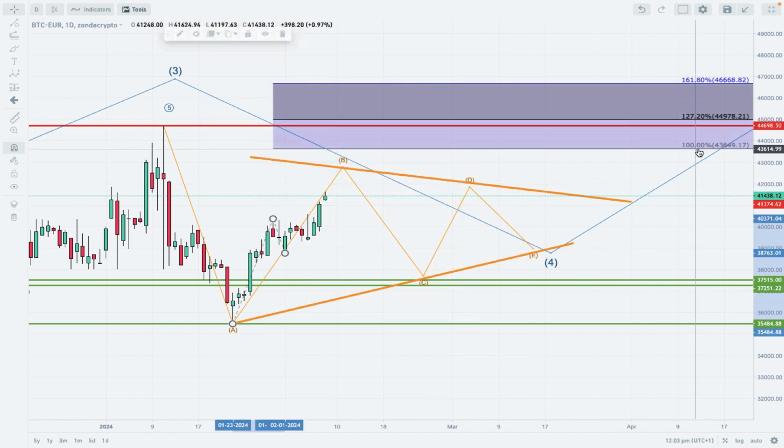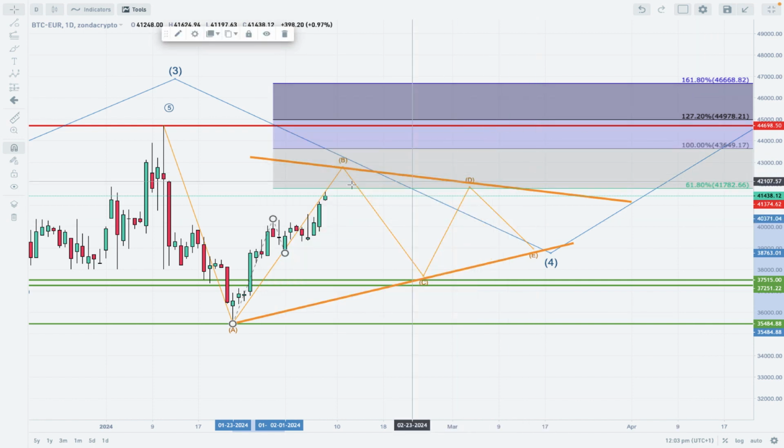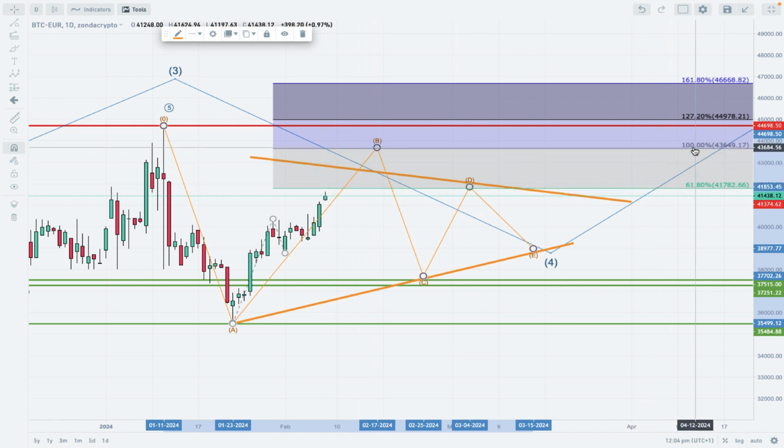So okay, what do we have here? Oh, one more we are missing. We are missing 0.61. Why? Let me just explain. 0.61 is the typical target for the wave B. So the target for the wave B might be 41,782. But the most popular one, except the 61%, is 100%. Right now it's located at 43,649.